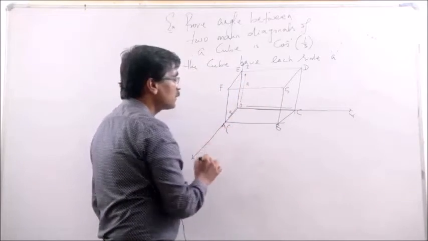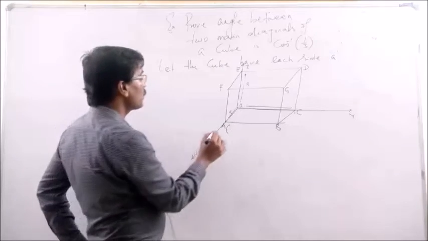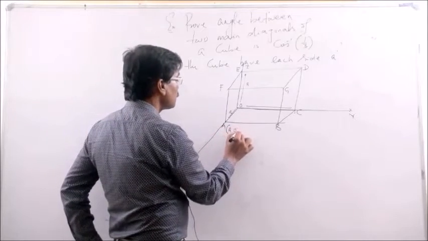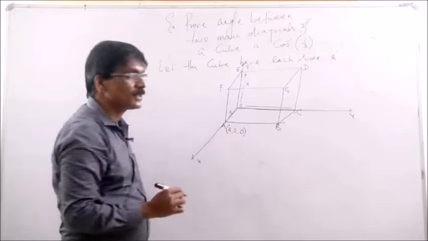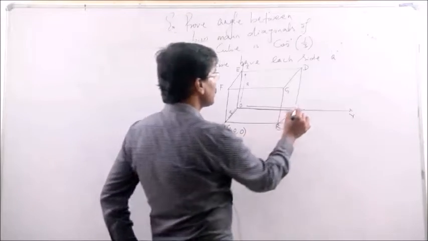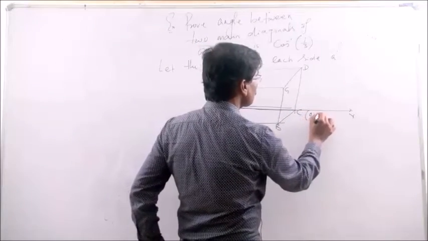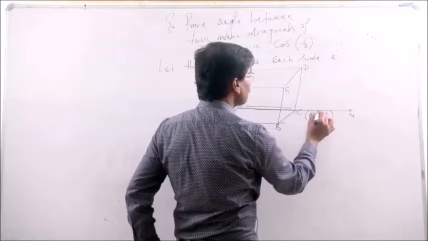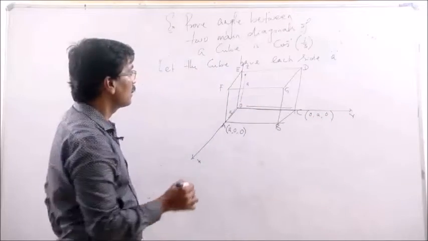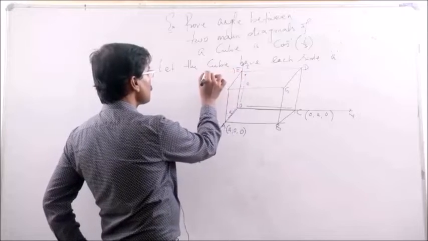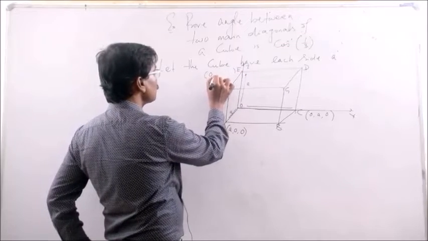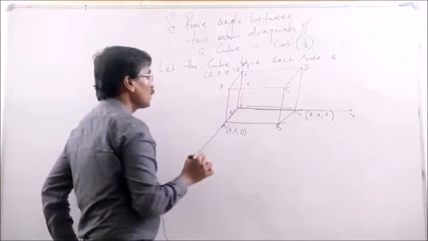Now, A point is on x axis. So, its y and z coordinates are 0. So, coordinate of A is (a, 0, 0). C is on y axis. So, its x and z coordinates are 0. So, (0, a, 0). And E is on z axis. So, its coordinate is (0, 0, a), x and y coordinates 0.